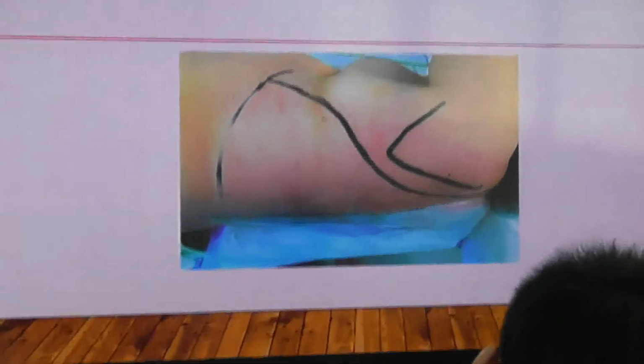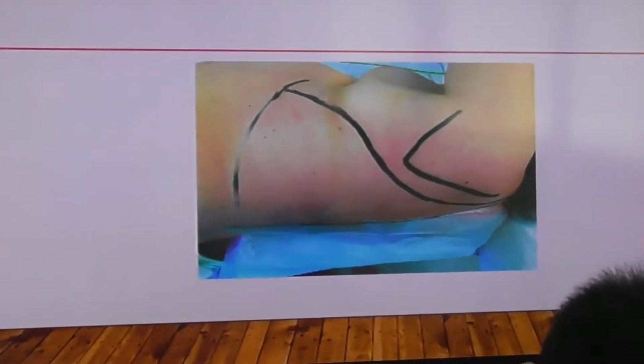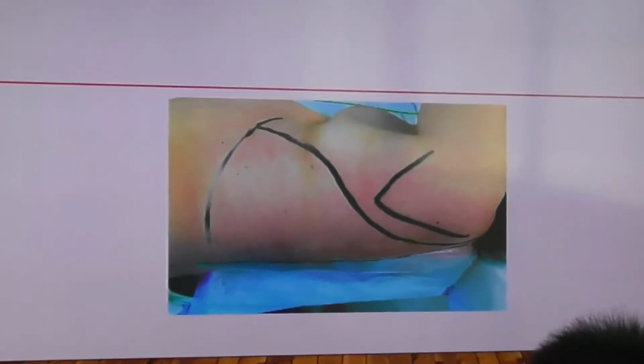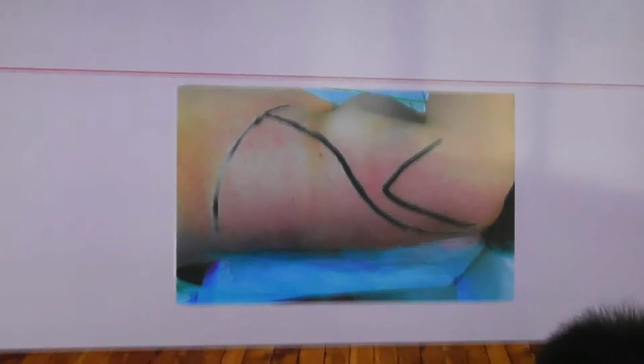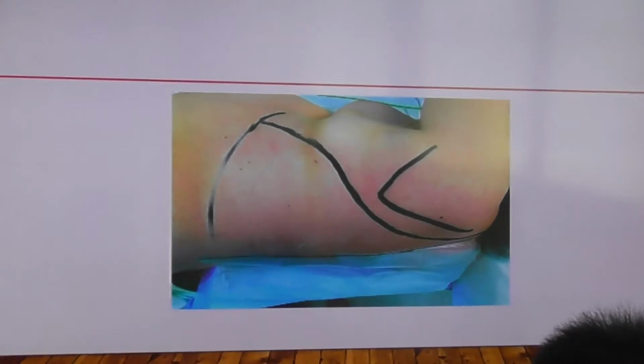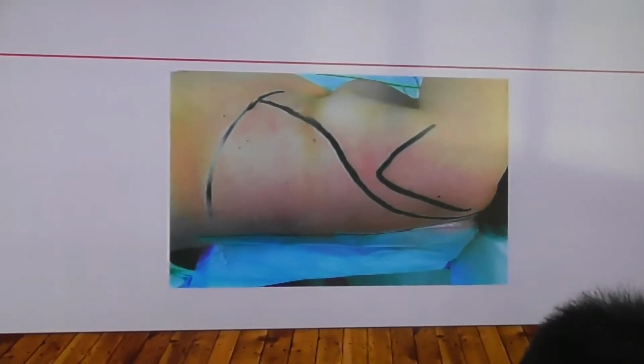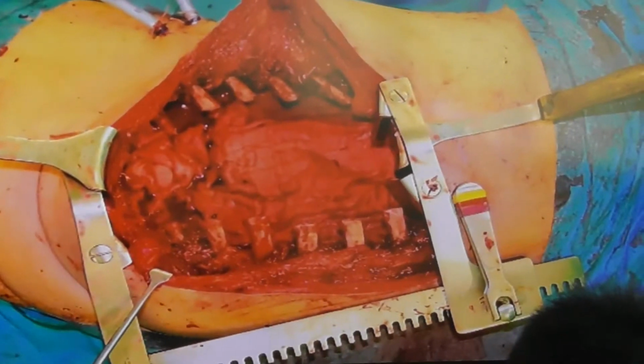And this line I always draw. This is at the 10th. This subcostal here is the junction where the diaphragm attaches. So if you connect this line, so if you cut along this line, I promise you, you can do anything in the chest. Okay? Just a quick example of exposure.